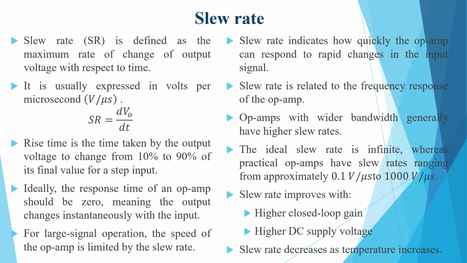Slew rate is closely related to bandwidth. Wider bandwidth gives better high frequency response. That means higher slew rate. Practical op-amps have slew rates ranging from 0.1 volt per microsecond for general purpose op-amps up to 1000 volt per microsecond for high speed op-amps. Slew rate can be improved by increasing closed loop gain and supply voltage. Temperature increase reduces the slew rate due to changes in device characteristics.